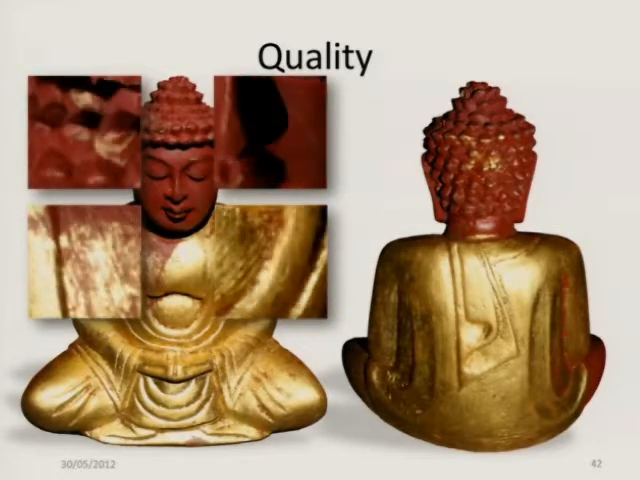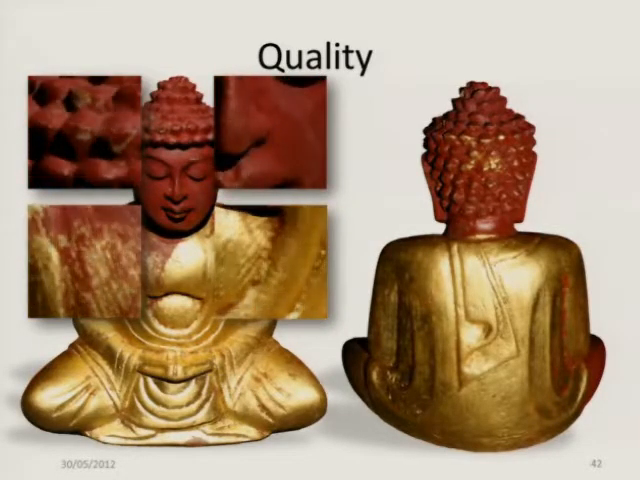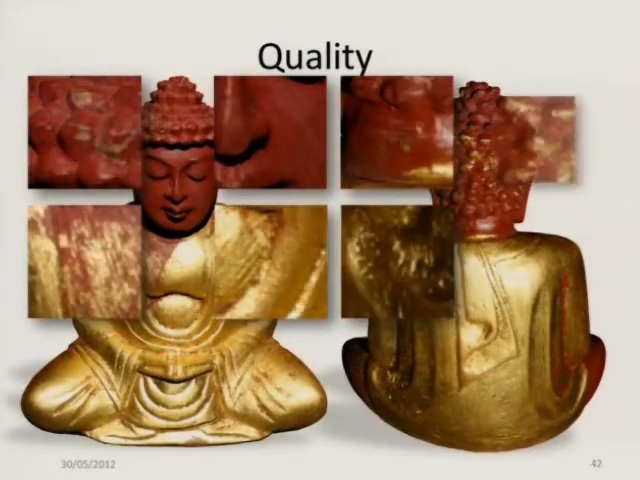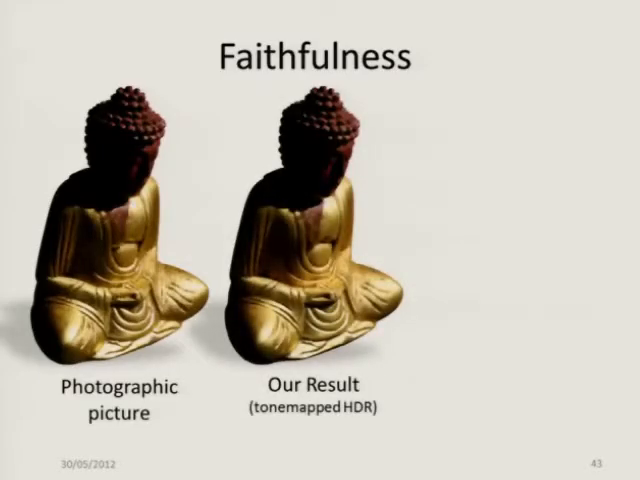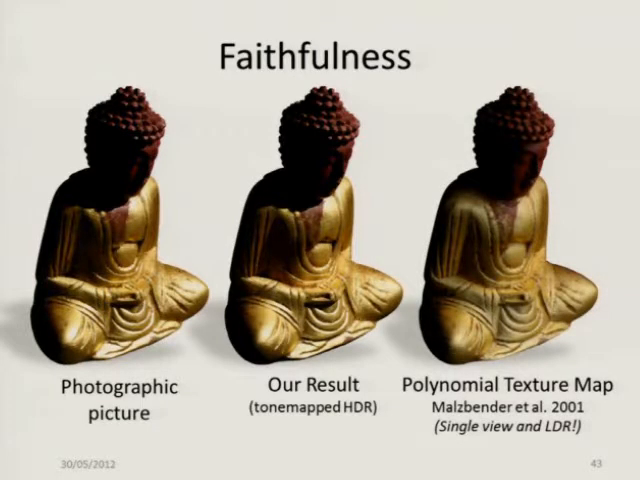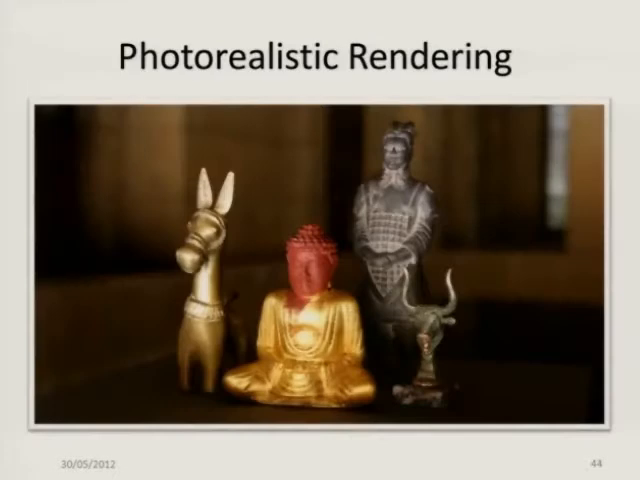And here you can see varying light, and you can simulate the light variation. And it's really faithful, because if you take a photographic picture and you look at the tone-mapped results, it's relatively good. And compared to approaches from photometrics or polynomial texture maps, I think it's quite good.